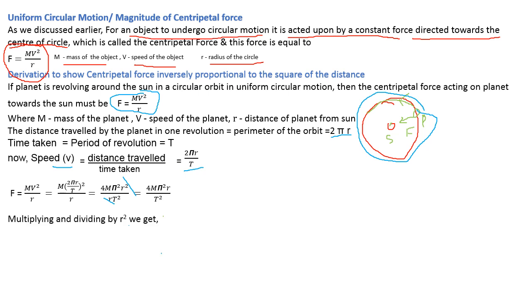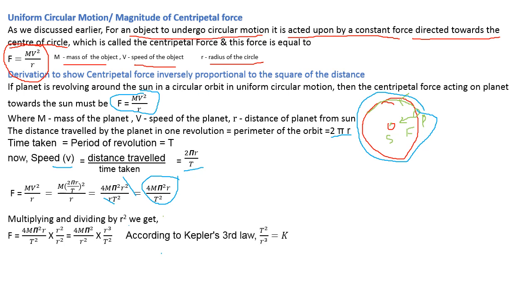So multiplying and dividing by r square, we get this equation: F equals 4m pi square r upon T square. We are going to multiply and divide by r square, meaning numerator and denominator both will be multiplied by r square.